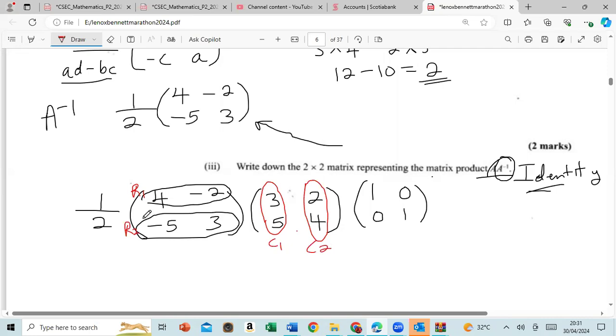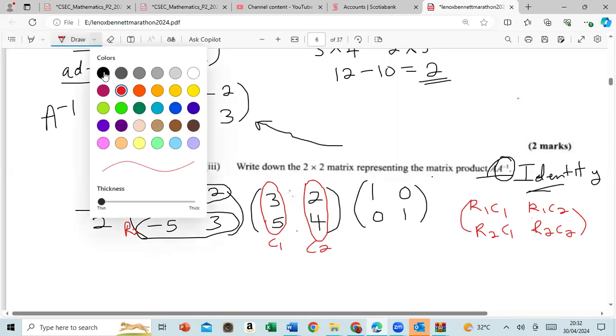Right? So the first one, these are basically the formula. I multiply row 1 by column 1, row 1 by column 2, and then you have row 2, which is negative 5, 3, times column 1, and then row 2 times column 2. That's all we do. We just have to practice every day, guys.